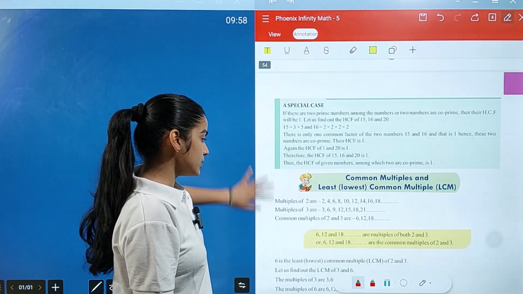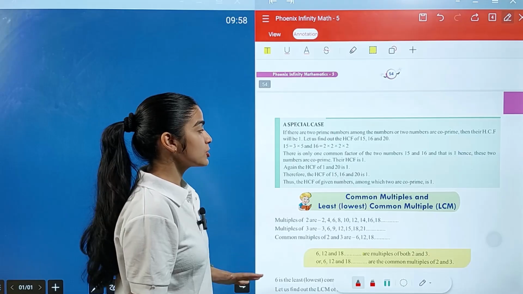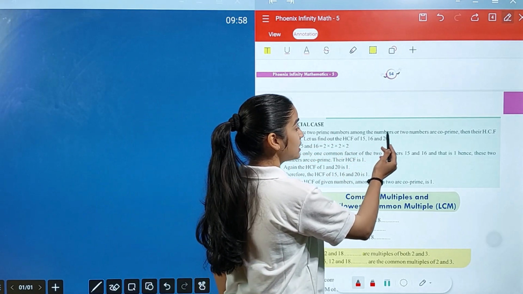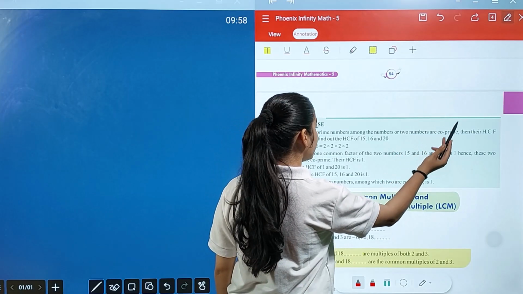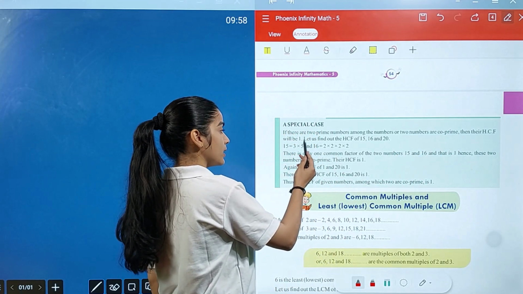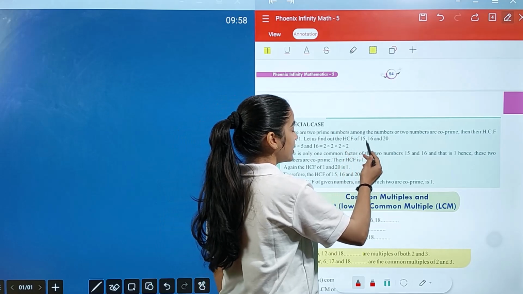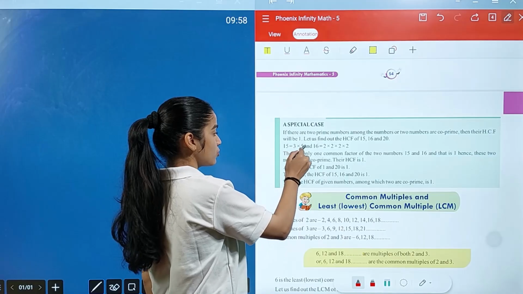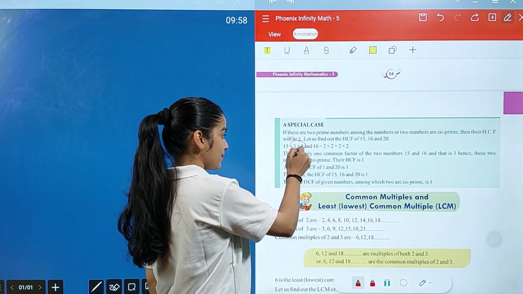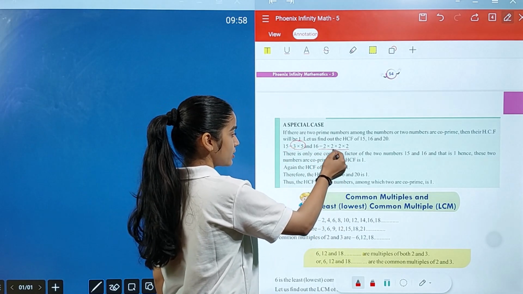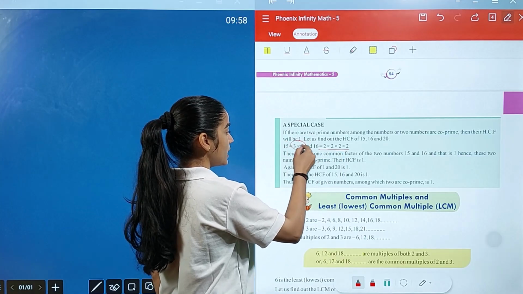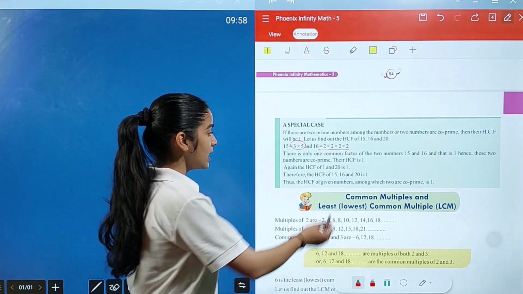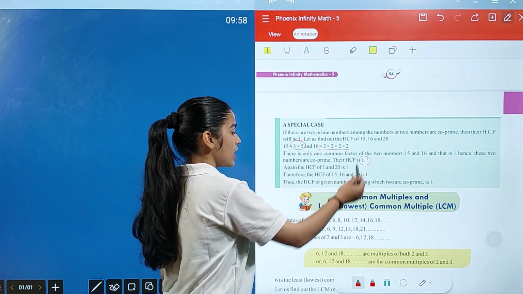Okay students, now we have a special case. If there are two prime numbers among the numbers, or two numbers are co-prime, then their HCF will be 1. Let us find the HCF of 15, 16 and 20. 15 is equal to 3 multiplied by 5, so 3 and 5 are both prime numbers, and 16 is 2 to the power 4, with 2 as its prime factor. So 15 and 16 only have 1 as a common factor. So we observe that their HCF is 1 only.